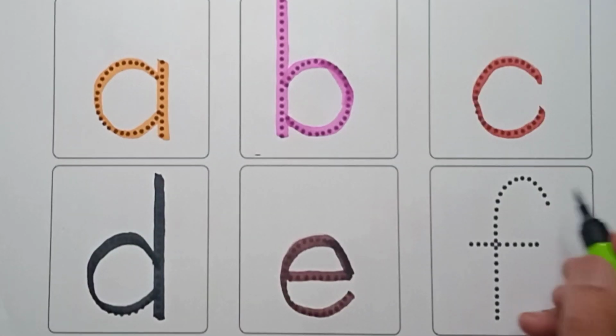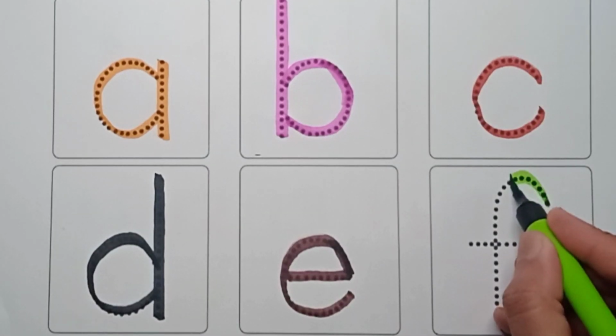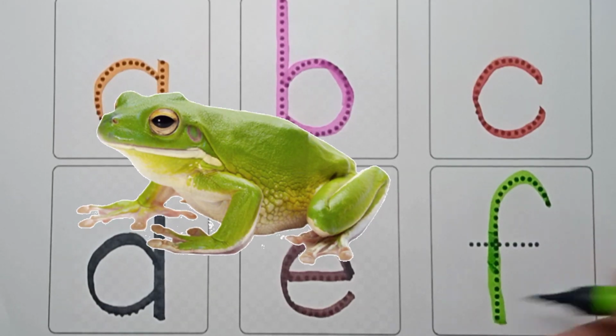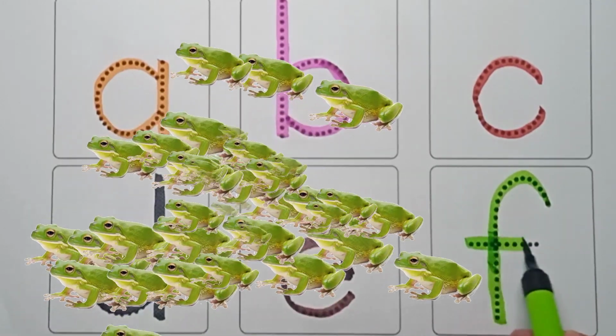Green color F. Say green color F. F is for frog.